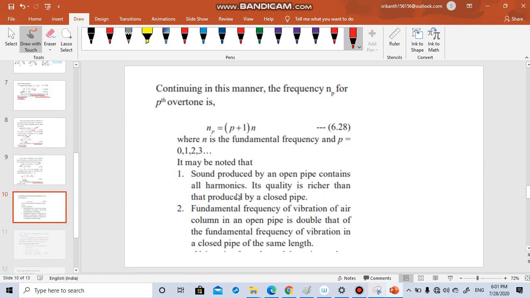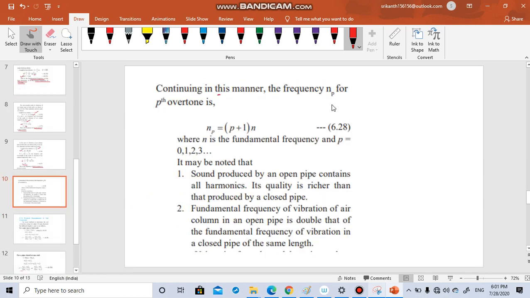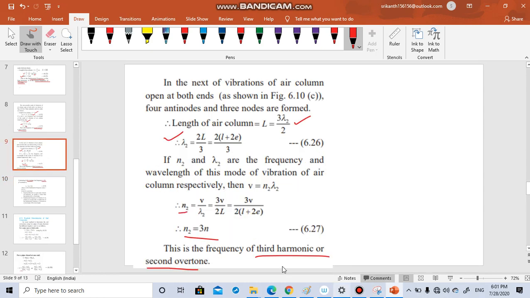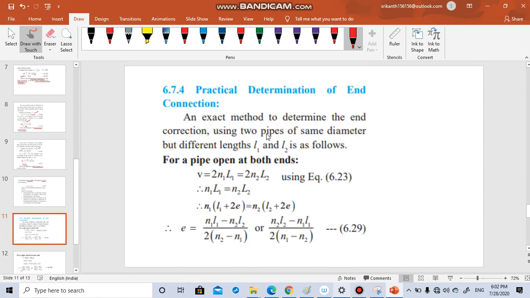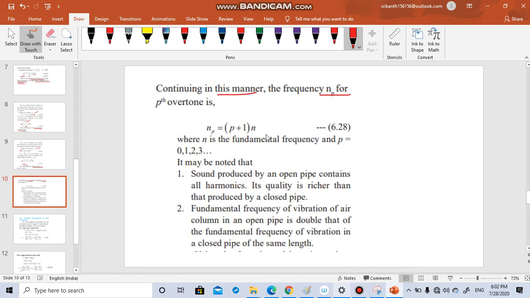So continuing in this fashion, the frequency of the pth overtone, how much will it be? See, when it is the third harmonic, it is the second overtone. So how did you get this? 2 plus 1 into n. How did you get this? First overtone, 1 plus 1 into n. So pth overtone, p plus 1 into n. P plus 1 into n will be the general formula.